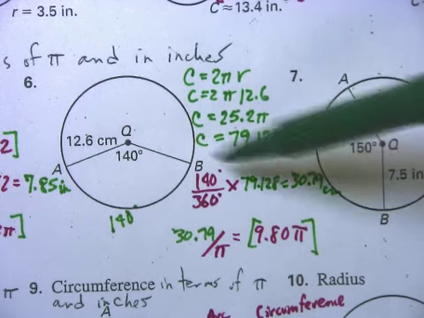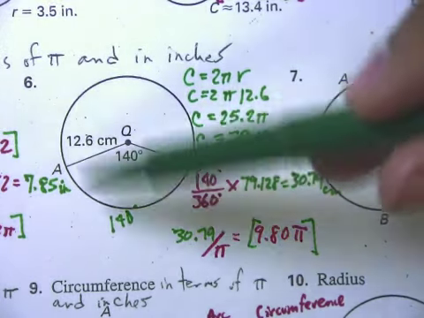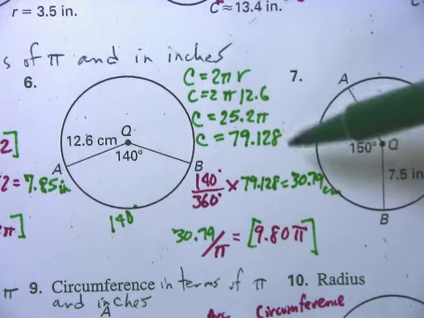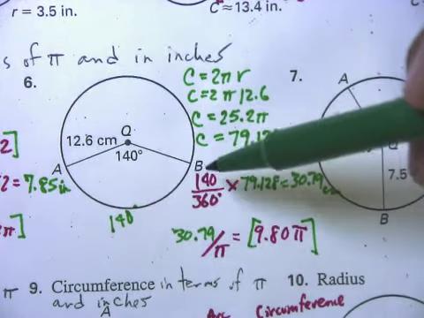First thing I want to find is my circumference. So circumference is 2 pi r. I plug it in. My circumference is 79.128. So that means the distance around this whole circle is 79.128 centimeters.